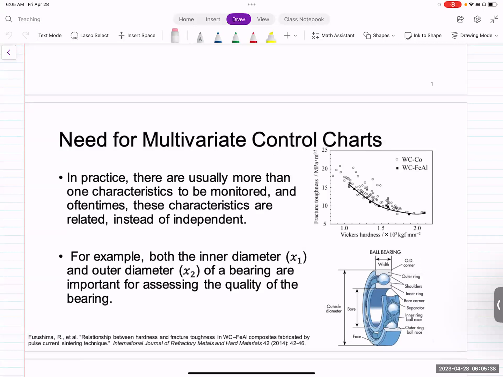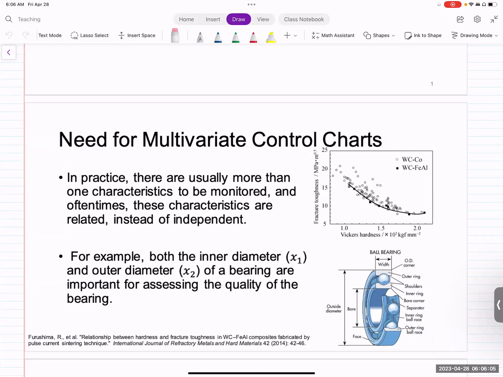Imagine measuring the quality of some type of a structural component. Then we are not just measuring one quality characteristic, let's say hardness or Vickers hardness, but we're also measuring fracture toughness and a bunch of other quality characteristics. So really, in many practical examples, we have to monitor more than one quality characteristic.